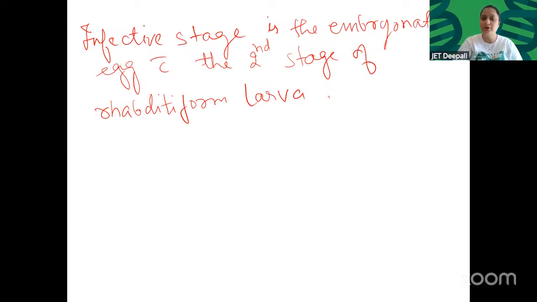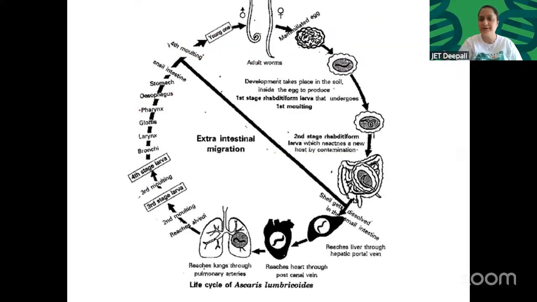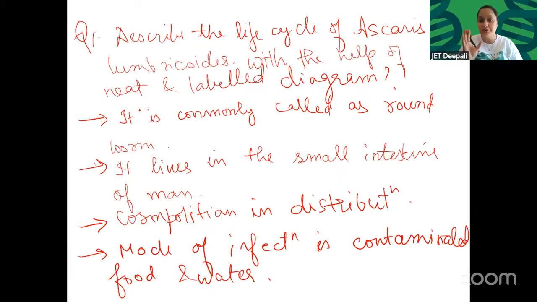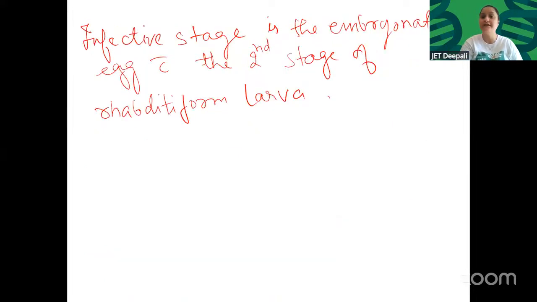Now, this is all about their first paragraph. In the first paragraph, we have written what they are commonly called, where they occur, and the reason they reside in the small intestine. Then we talked about their area of presence, meaning they are cosmopolitan in distribution. Second, we told the mode of infection, which is contaminated food and water. Next, we described the infective stage, the embryonated egg with the second stage rhabditiform larva. Now we will talk about the structure.